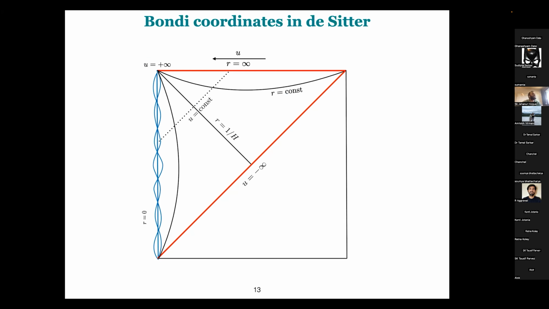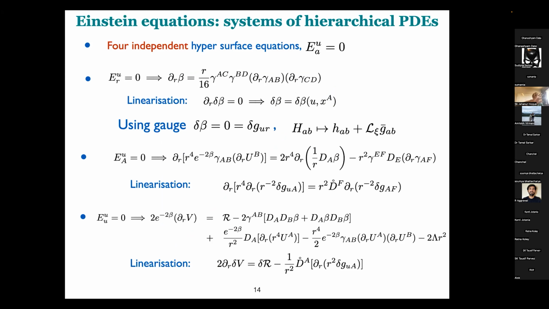Now I want to plug the de Sitter metric, I want to plug this Bondi ansatz into the Einstein equation. All the details of this equation are not important, but what is important is that the Einstein equation in Bondi ansatz form is a hierarchical partial differential equation.